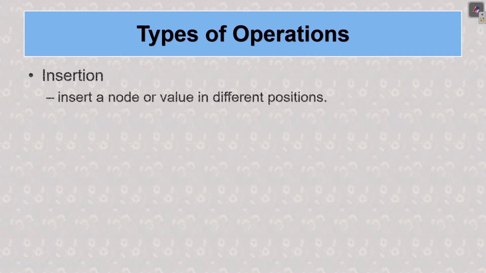There are actually three types of operations we can do in a singly linked list. First of all, we can do insertion, insert a new node or value in a defined position. We can insert a node at the beginning, we can insert a node at the end, we can insert a node at an internal position between any two nodes.